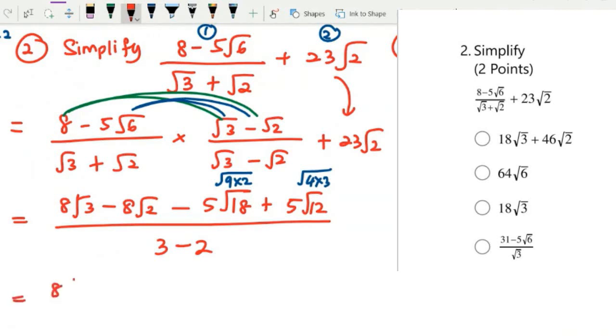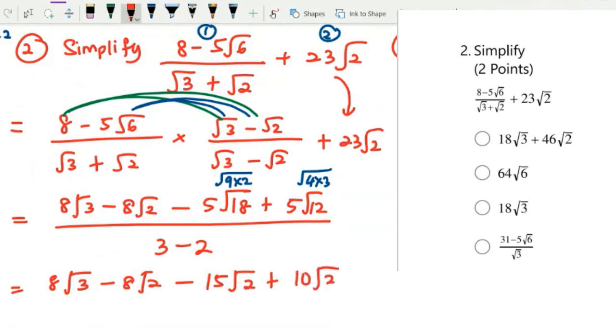So 8 third 3 kekal, minus 8 third 2 ni tinggal dulu. Ni dah jadi square root 9 3. So 3 times 5 15 of third 2 plus with yang ni square root 4 2. 2 times 5 10.